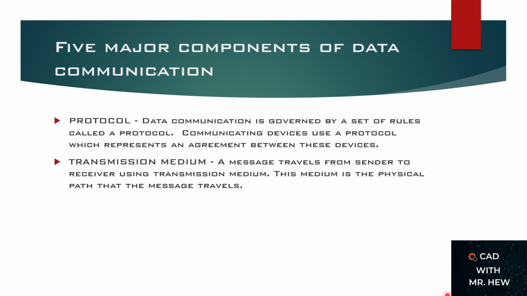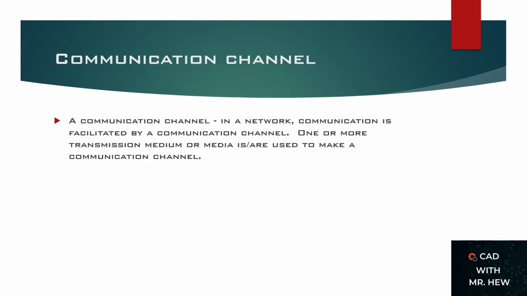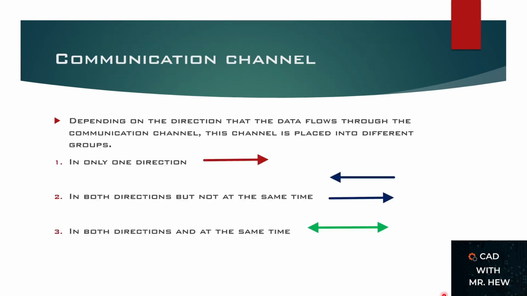The fifth major component of data communication is transmission medium. A message travels from sender to receiver using a transmission medium. This medium is the physical path that the message travels. Communication channel. In a network, communication is facilitated by a communication channel. One or more transmission medium or media are used to make a communication channel.